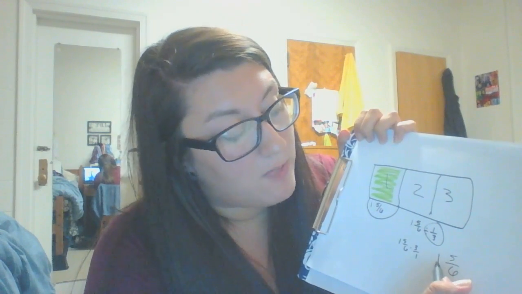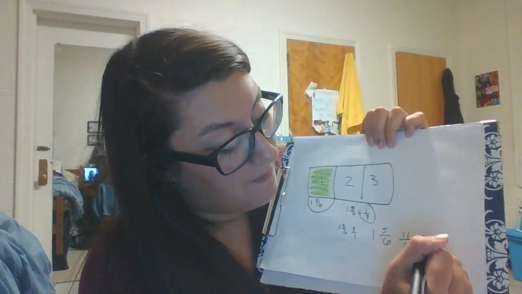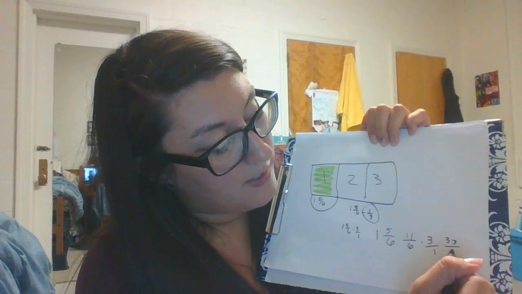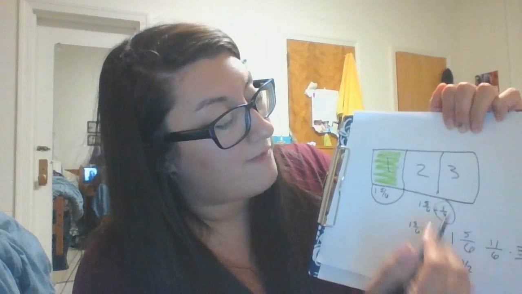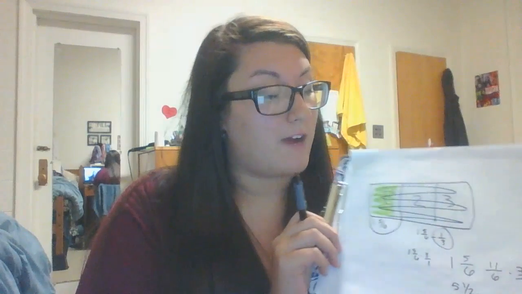So when we do this, we're going to have to take 1 and 5/6 and turn it into an improper fraction by multiplying 6 times 1, which is 6, plus 5, which is 11/6. And then we're going to multiply this by 3 over 1. And when you do this, you're going to have 33 over 6. And then when you divide this out, you're going to get 5 1/2. So it's going to take 5 1/2 cans of paint to paint this entire wall green. And that's how you're going to use 2 types of fractions and 2 types of word problems to get different answers.